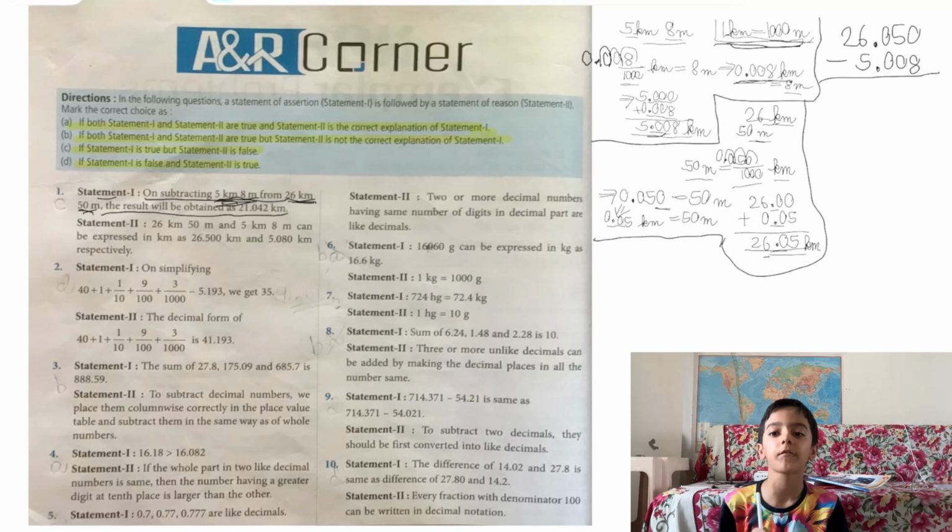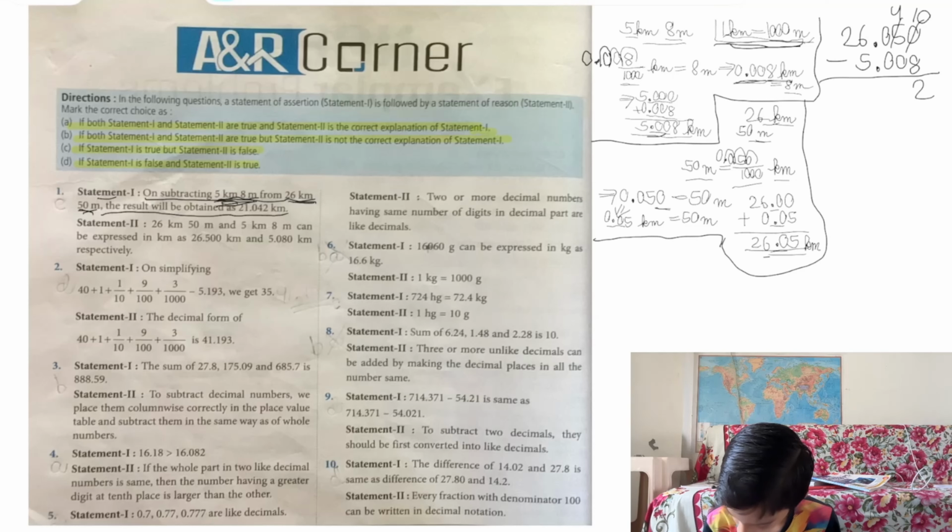Here we cannot do 0 minus 8, so I'll borrow from the next digit. Here 5 will become 4, and 0 will become 10. So 10 minus 8 is equal to 2. 4 minus 0, 4. 0 minus 0, 0. Point under point. 6 minus 5, 1. 2 minus 0, 2. So 26.050 minus 5.008 is equal to 21.042. Ours is coming 21.042 kilometer, and here it's also 21.042 kilometer. So here statement 1 is correct. Now let's see statement 2.